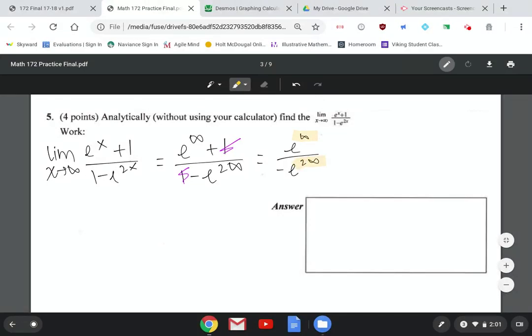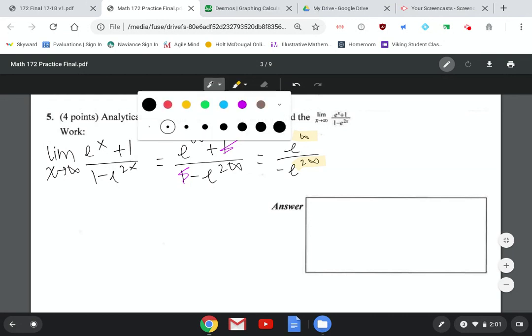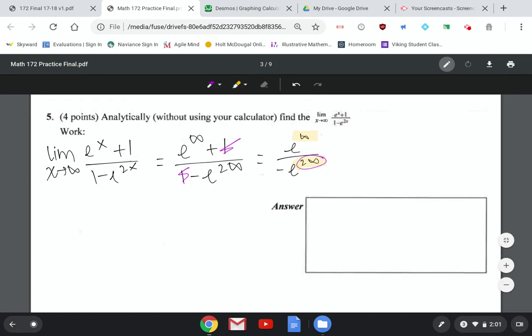I have infinity or I have 2 times infinity. Which of those is bigger? Is infinity bigger? Is 2 times infinity bigger? Or are they the same thing? Well, 2 times infinity is always going to be bigger than infinity. In fact, it's always going to be double of infinity. So what that tells me is that the degree of the denominator is bigger. And if it's bigger, then the entire function is approaching 0.